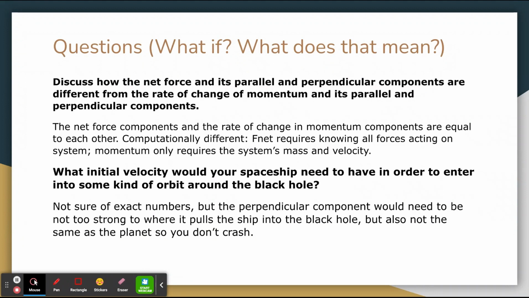And then: what initial velocity would your spaceship need to have in order to enter into some kind of orbit around the black hole? This was kind of hard. I couldn't find the exact numbers needed for this, but using logic, I was thinking that the perpendicular component would need to be not too weak, so that the ship wouldn't be dragged into the black hole. But then again, it can't be the same as the planet's, because that would put it in the planet's path of trajectory, causing them to crash. And that is all I have. Thank you.